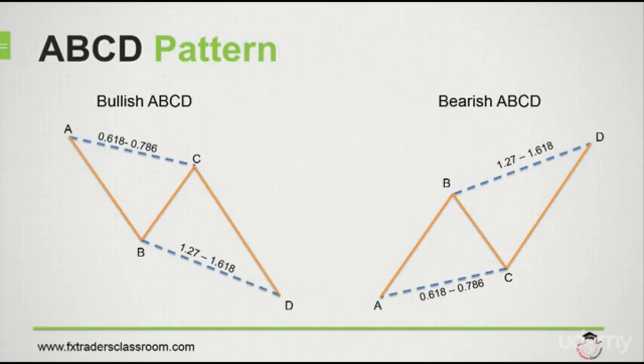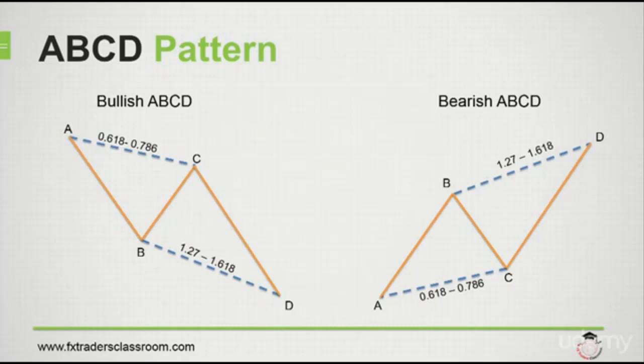If we get the 0.618 retracement, we will take our Fibonacci projection and we will look for the 1.618 number. If we get a 0.786 retracement, we will look for the 1.27 projection into the D point. Knowing which projection to use will make trading this pattern much easier.